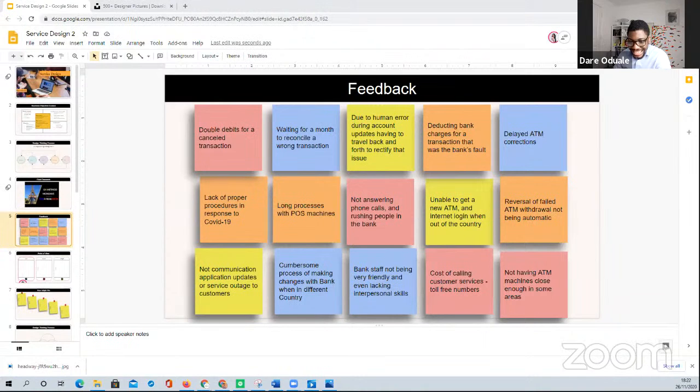So based on what we see here, what do we think? What can we call the needs of our users?